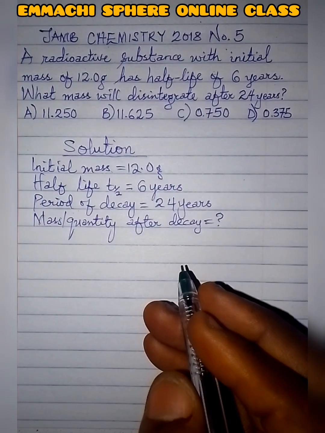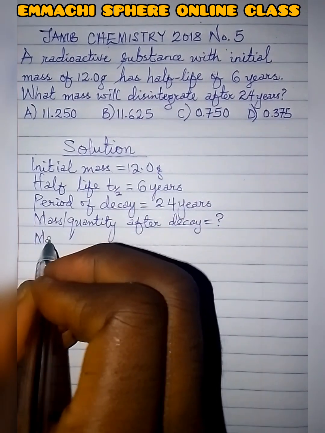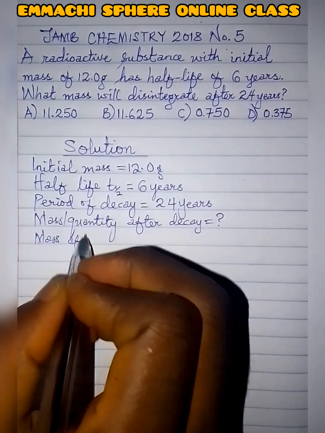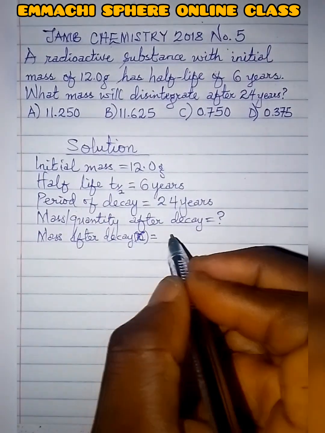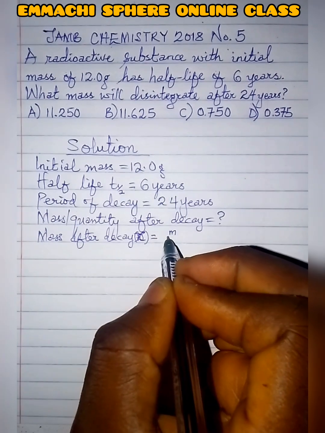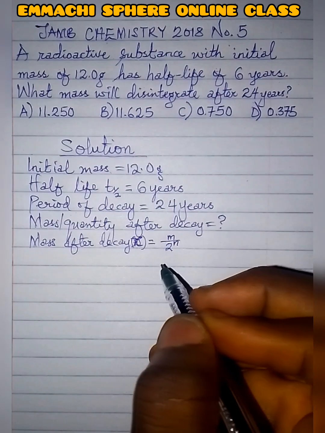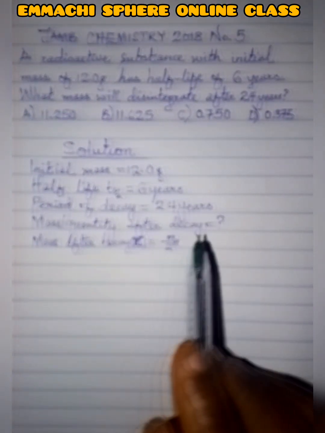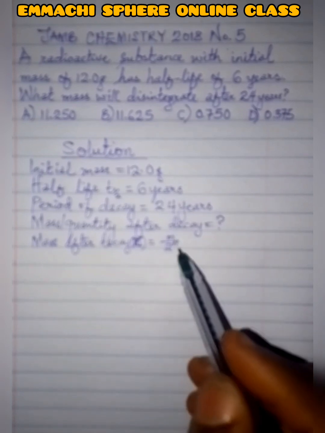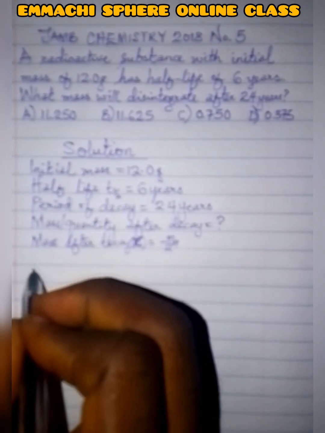Note the formula to be used. So what formula are we using? Mass after decay, which is the same as X, is equal to the initial mass over 2 to the power of the number of half-lives. So if you look at this, we are looking for the mass after decay. Already the initial mass is given. So we are now to look for the number of half-lives. Then we substitute directly.